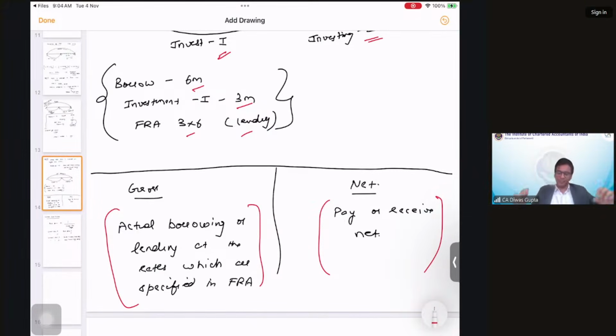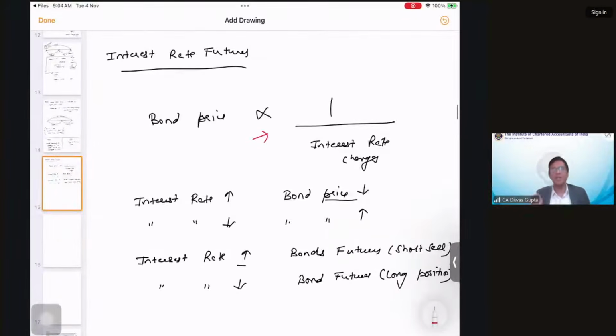Forward rate agreement is very much similar to the forwards that we have discussed in the derivative section. Now let's come to interest rate futures. Interest rate futures are based on the concept of bond prices. And we all know that bond prices have an inverse relationship to interest rate changes. If the interest rate goes up, the bond prices go down. If the interest rate goes down, the bond prices go up, because both of them are inversely related.